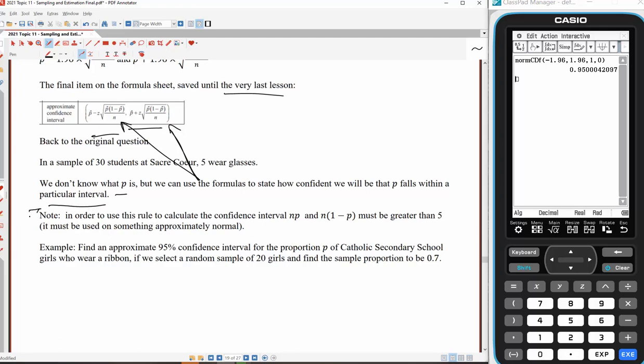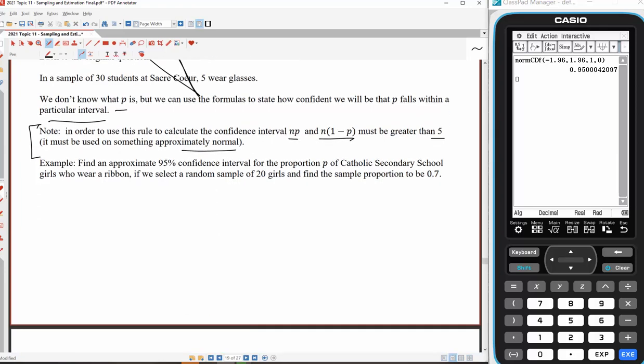Now, just one big disclaimer here. In order to use the rule to calculate the confidence interval, NP and N multiplied by 1 take P must be greater than 5, i.e. it assumes then that if it's above 5 and at least 10 is ideal, then what we're actually working on is something approximately normal. Okay, so here is our first example.